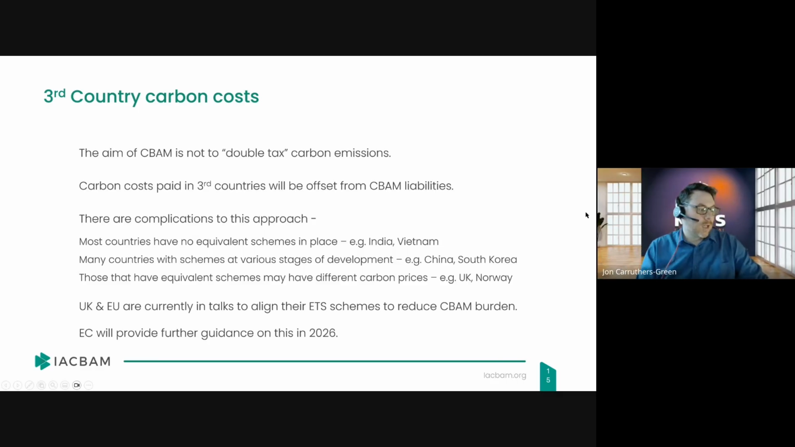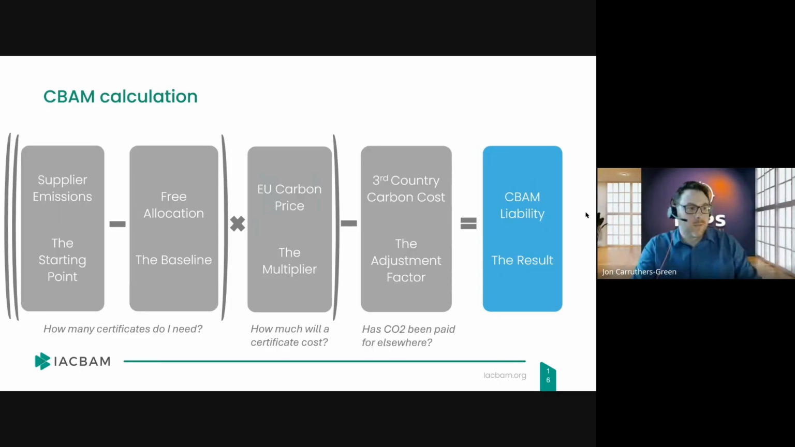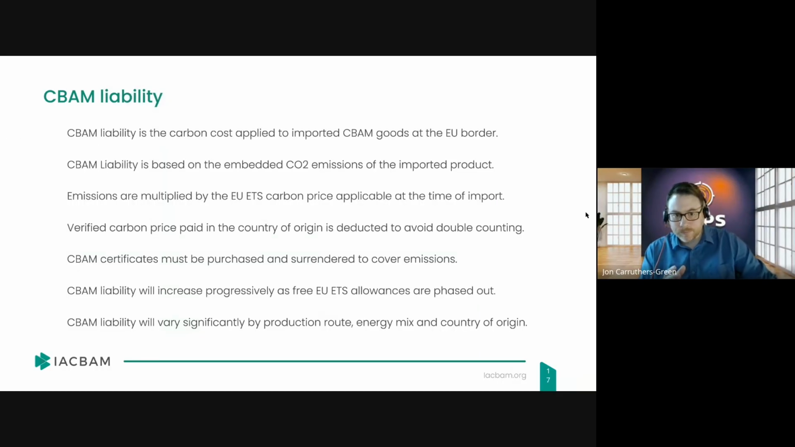So just moving on a little further, let's put that all together and have a little recap of where we are. So we look at the supplier emissions, we take away any free allocations, and that tells you how many certificates you need. We then look at the carbon price within the EU to find out just how much each one of those certificates will cost. And then we have a look to see whether any of this CO2 is being paid for elsewhere. And that gives us our CBAM liability.